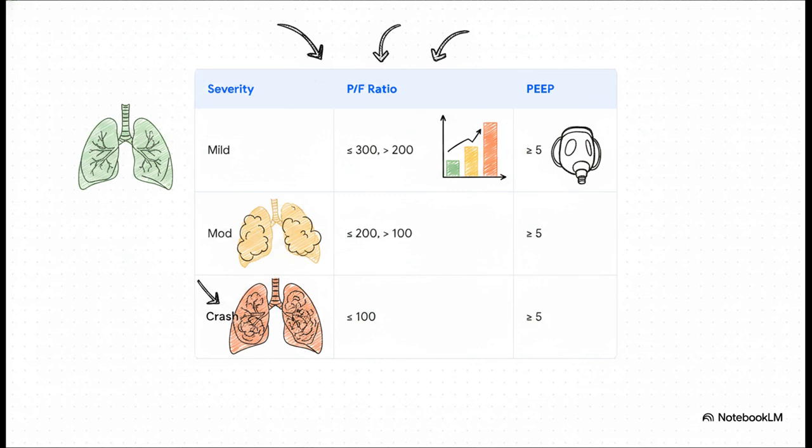Mild, moderate, and severe classifications are strictly defined by exact P to F ratio cutoffs. It's pretty straightforward. Between 200 and 300 is mild, drop below 200, you're looking at moderate. And if that ratio completely crashes to 100 or below, you are dealing with severe ARDS. Definitely memorize these 3 tiers because your entire treatment strategy hinges on exactly where your patient lands here.